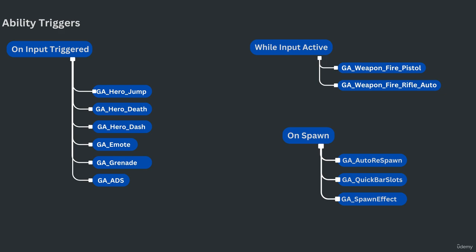Auto respawn, quick bar slots, spawn effect are some of the abilities which gets activated immediately when the character is spawned. These abilities run throughout the lifetime of the character.